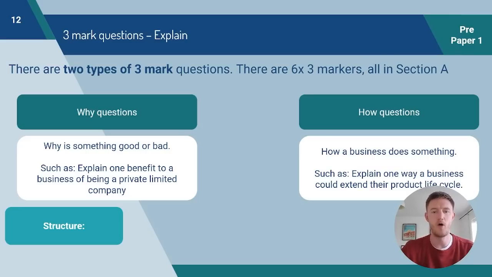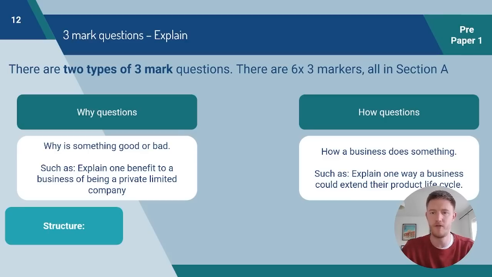So how questions are how a business does something. So for example, explain one way a business could extend their product life cycle. You're not explaining the benefit of extending your product life cycle. You're explaining how they could do it. So by potentially discounting the product, by launching an advertising campaign, by finding an alternative use. That is what we're looking for there. So just pay attention to the question.